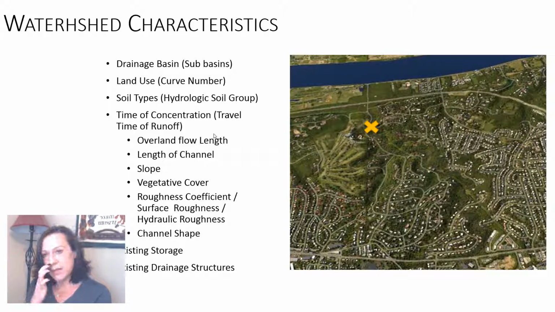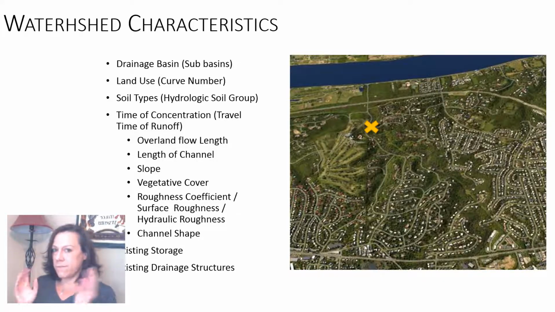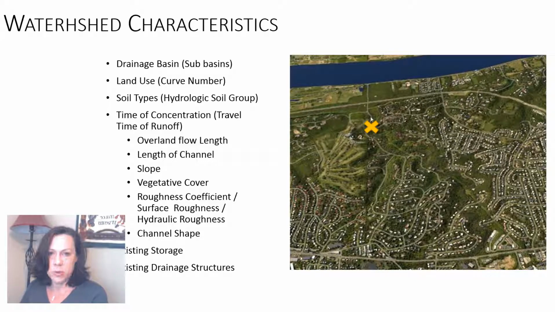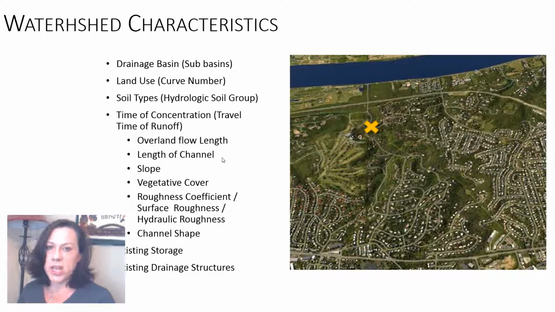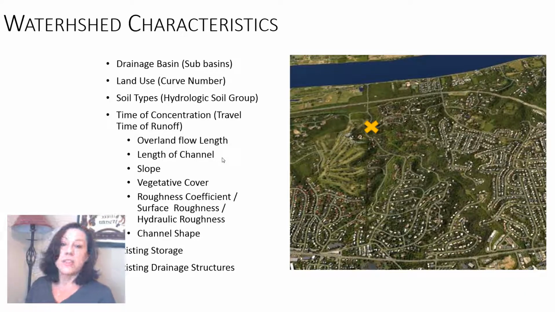We also have time of concentration. Imagine one little drop of water, the furthest hydraulically remote place on the watershed, getting to our discharge point. So we have to figure that out a few different ways. We have to look at the overland flow, the length of that channel, the slope of the channel that the water's traveling, the vegetative cover. Is it going to be grass? Is it going to be prairie? Is it going to be asphalt like Home Depot? So the cover of the ground makes a big difference.